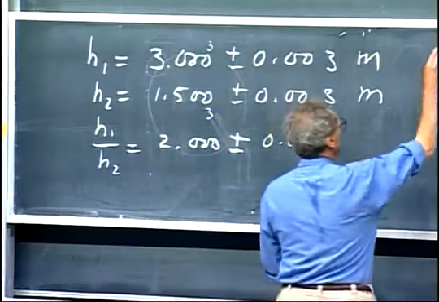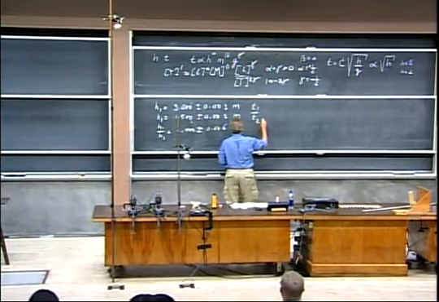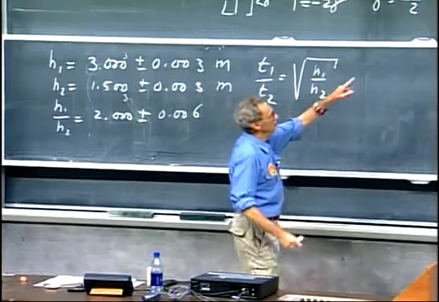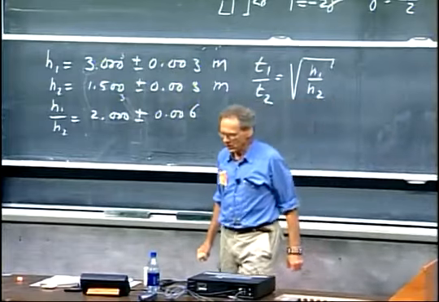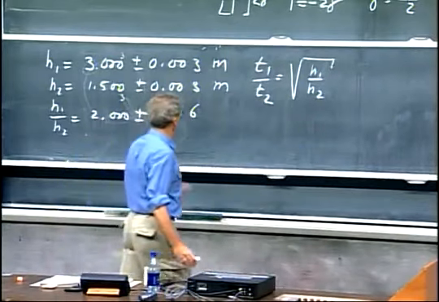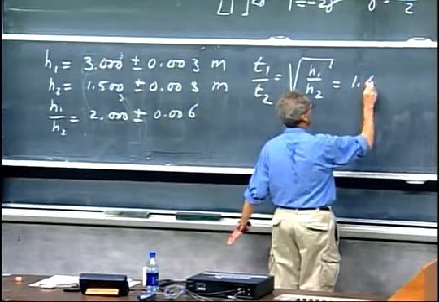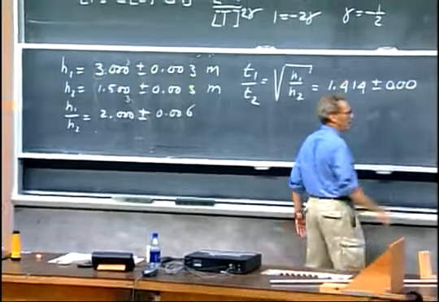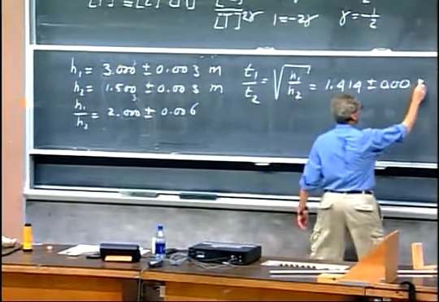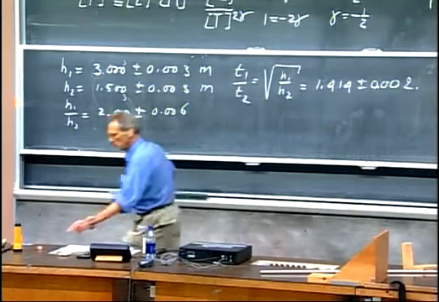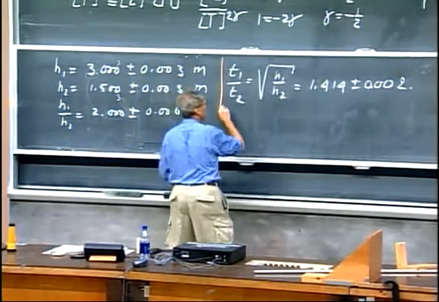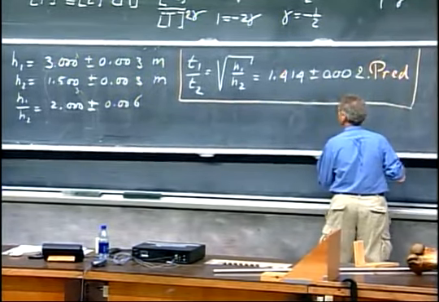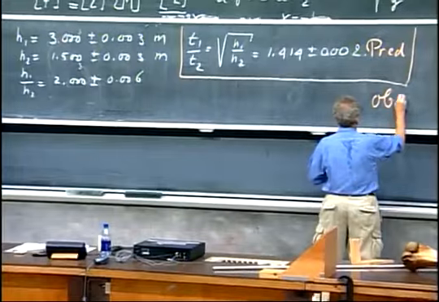And so the time t1 divided by t2 would be the square root of h1 divided by h2. That is the dimensional analysis argument that we have there. And we find, if we take the square root of this number, we find 1.414 plus or minus 0.0, and I think that is a 2. That is correct. So here is a firm prediction. This is a prediction. And now we're going to make an observation.